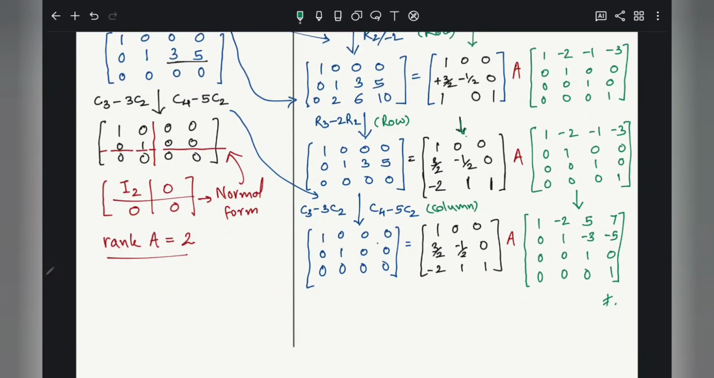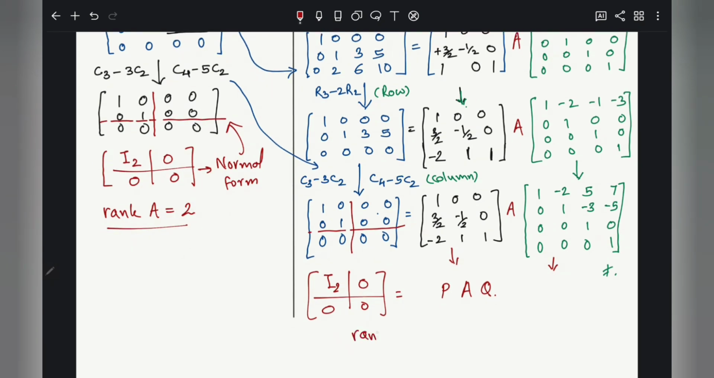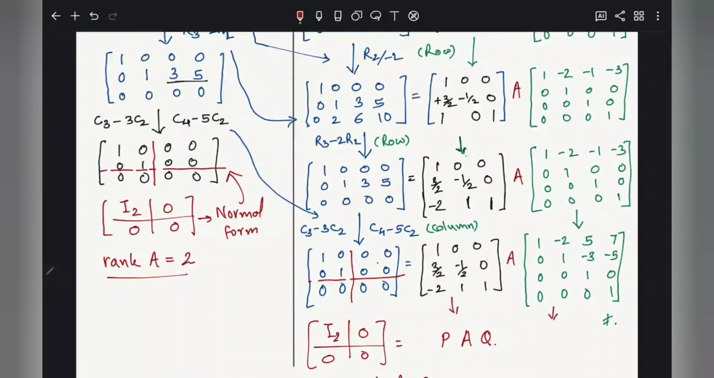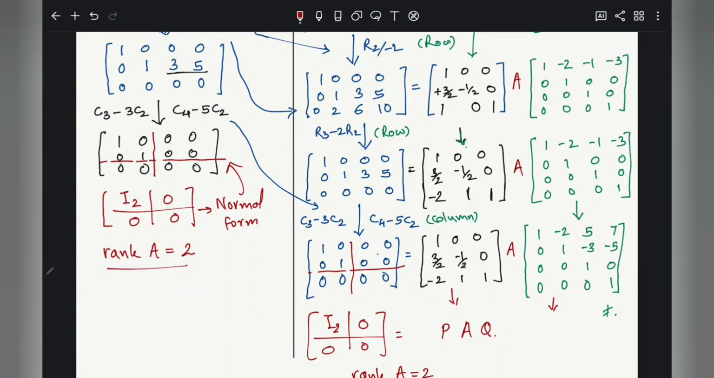So how to declare now the rank from here? You just see, same way we have got this I2, with 0 0 extra entries, and whatever we have got here, this is P, this is A, and this is Q. So this is the PAQ normal form, and rank A is 2. This is how we need to answer. So simple. You have seen comparatively how we have done. What is the difference between the two?